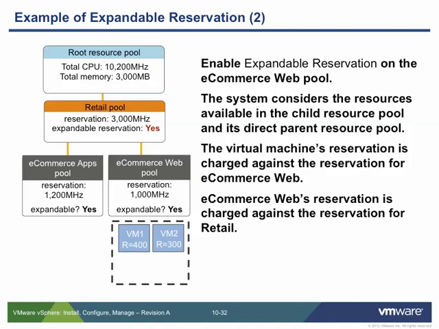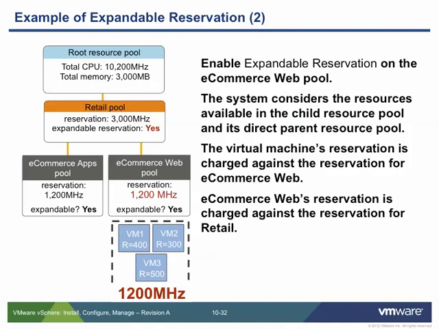And so we've got that 300 and 400 reservation again, that's 700 total, and if I want to power on that third virtual machine at 500 megahertz, that makes my total 1200 megahertz, right? Well, I have expandable reservation turned on, so the e-commerce web pool is going to allow that third virtual machine to be powered on.